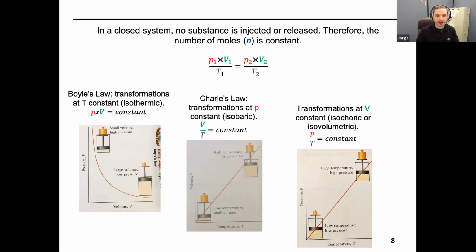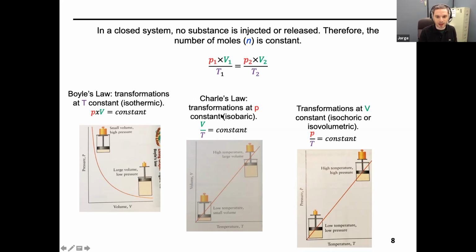The second special gas transformation is described by Charles's law. And in this case, we are going to talk about transformations that occur at constant pressure. This kind of transformation receives a special name: isobaric transformation. And for transformations that occur at constant pressure, the ratio between volume and temperature is going to be constant.